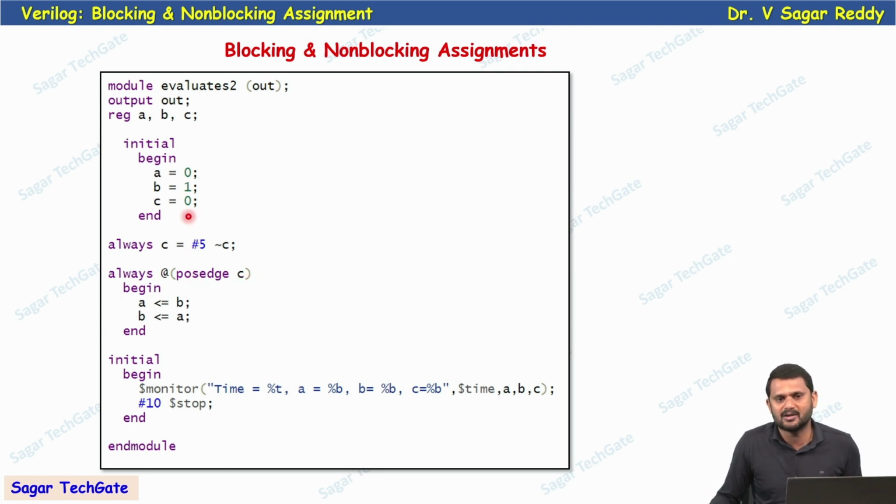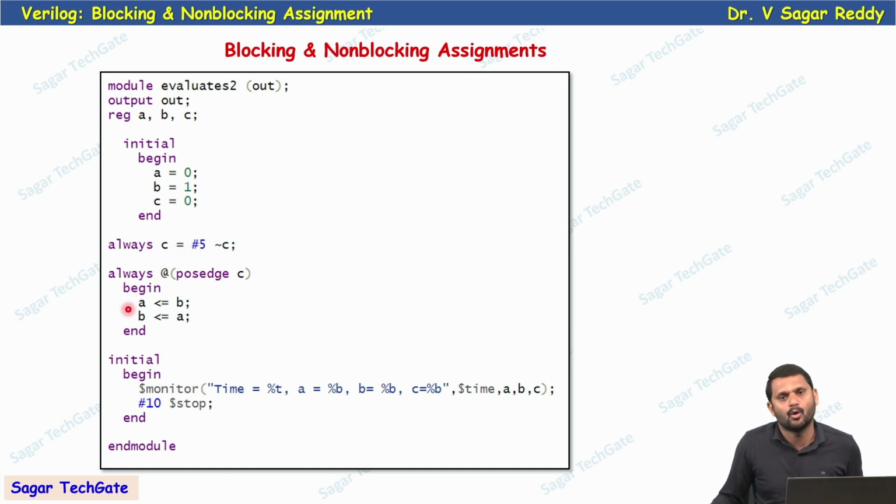As of now, what is the value of C? 0, when it should be a 1, after 5 time units of delay. Now this always block will also execute at the 5 time step. Yes or no? After the 5 time unit delay only it will execute. Understood? Because C will change from 0 to 1 at time step 5 only.